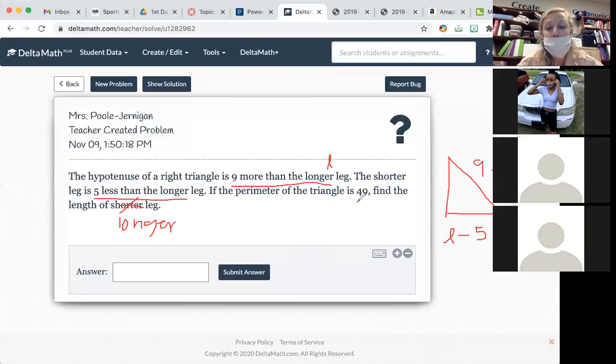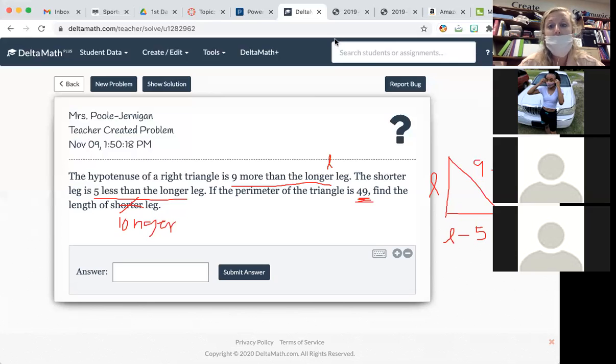They told us the perimeter is 49. They want us to find the length of the longer leg. So they want this L right here. So how could we solve this for L if we know the perimeter is 49? What could we do? Add everything. Okay, we could add it all up, set it equal to 49, right?